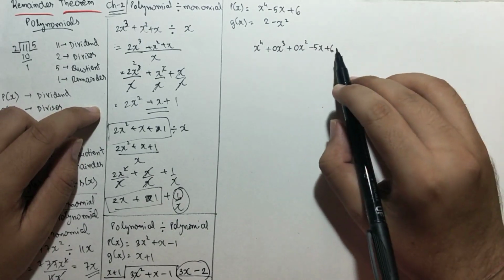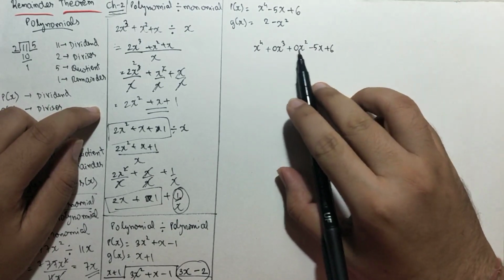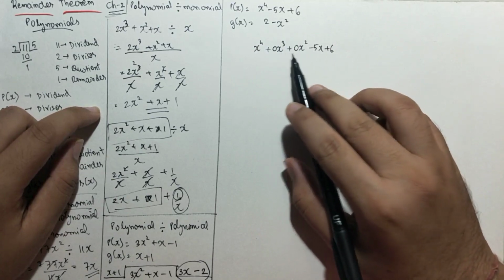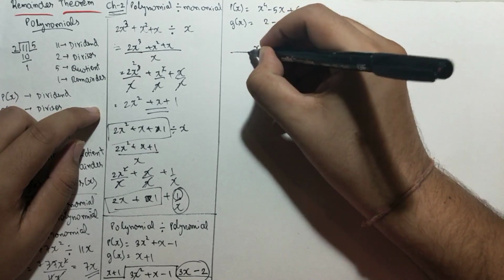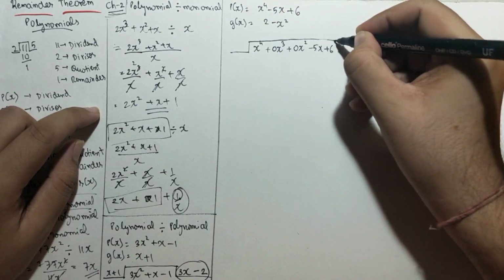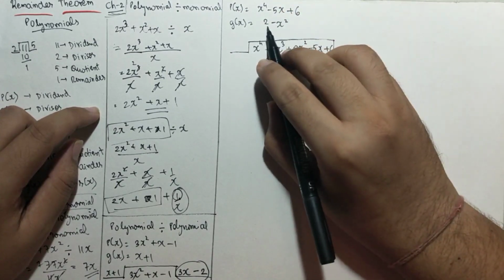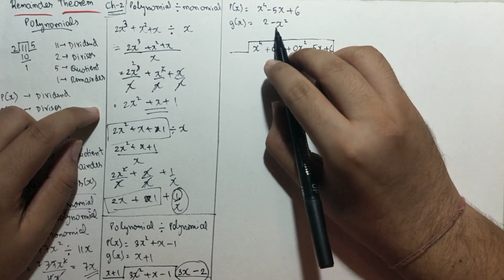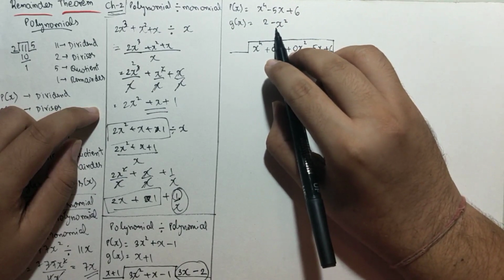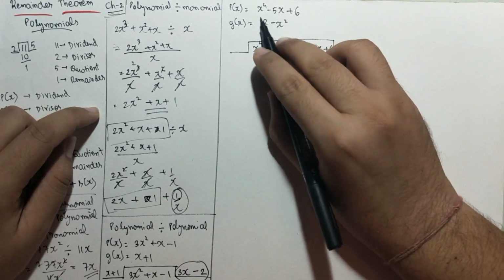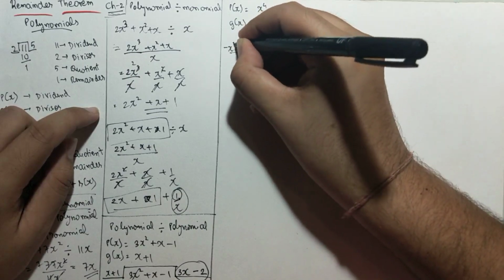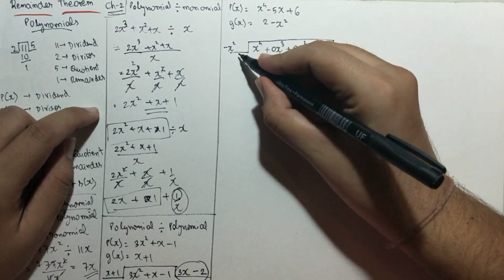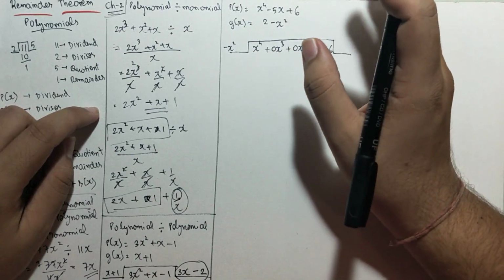Now they are in descending order. So again, if there are missing terms with missing degrees, put those terms in between. Divide it. The divisor is 2 minus x square. We have to keep it in descending order, so this x square will come ahead. It is minus x square. So here it will be minus x square.